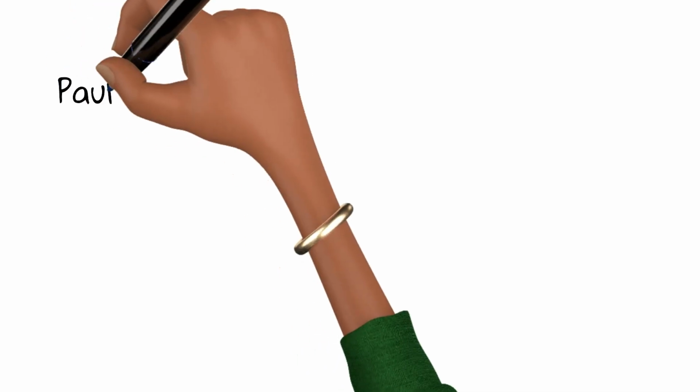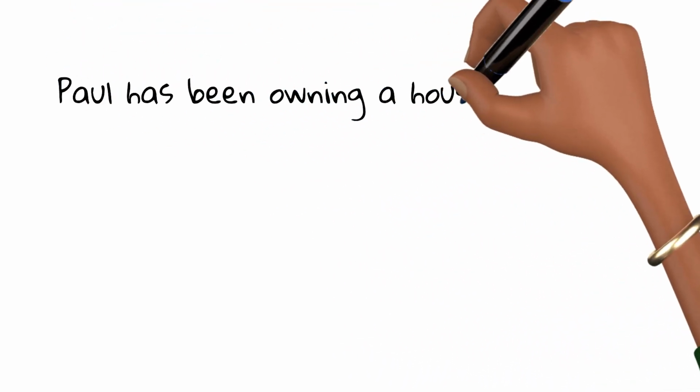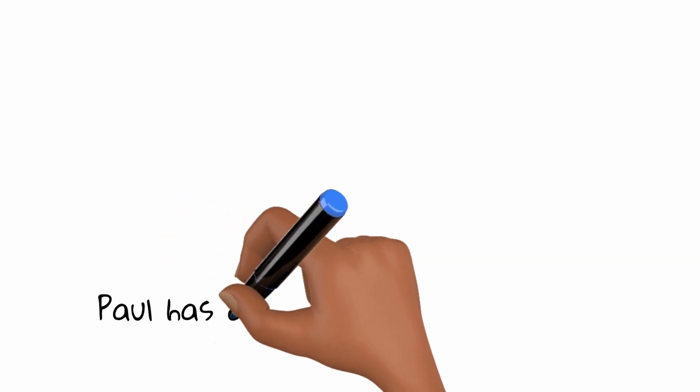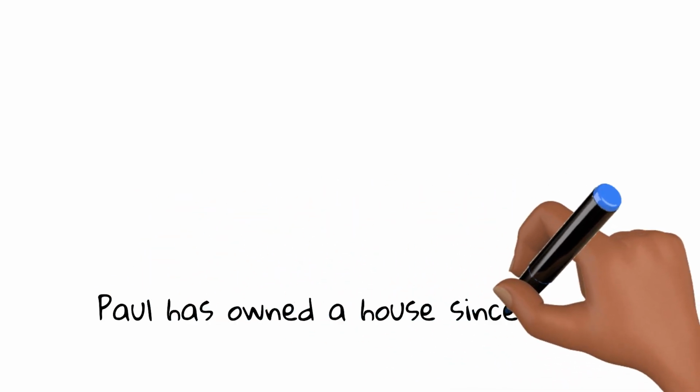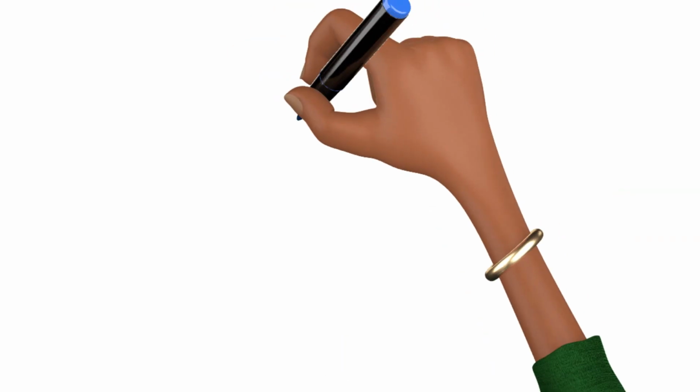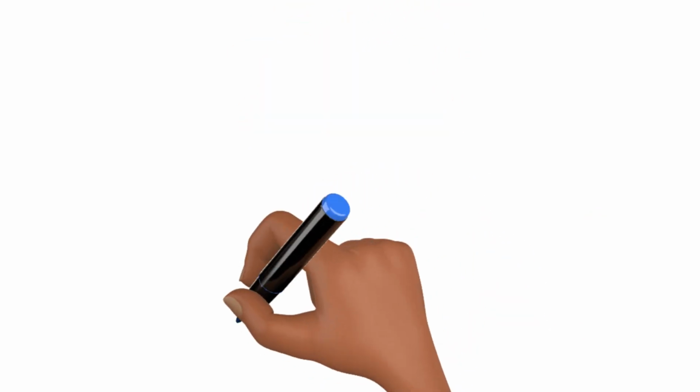Or in this one, Paul has been owning a house since 2018. Or Paul has owned a house since 2018. Owning is one of those stative verbs as well. You own something or you don't. There's no need to have a continuous form for that because once you own something, well, it's yours. That's it. Whether it continues, it just doesn't work, the continuous aspect with something like this.